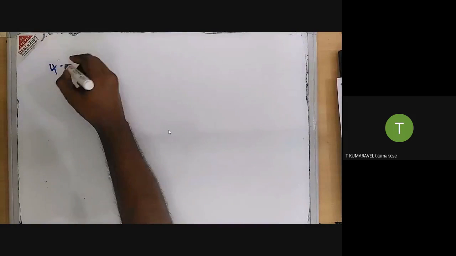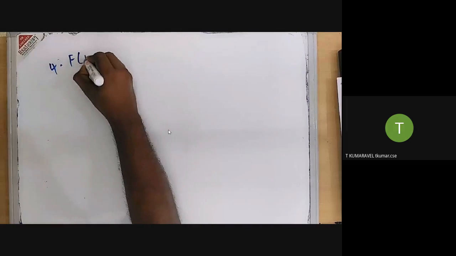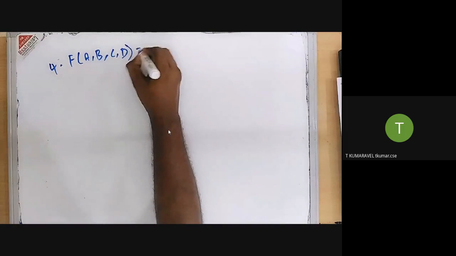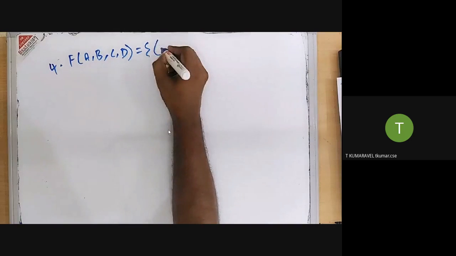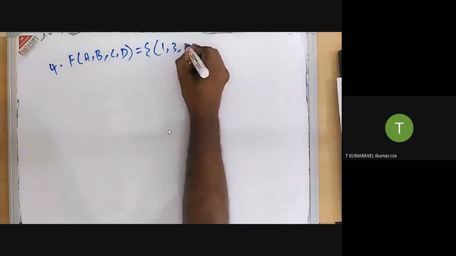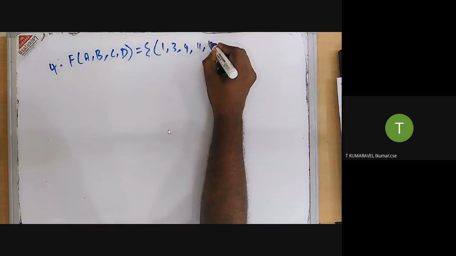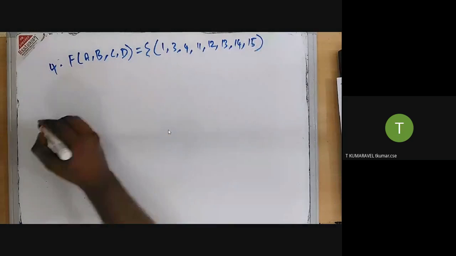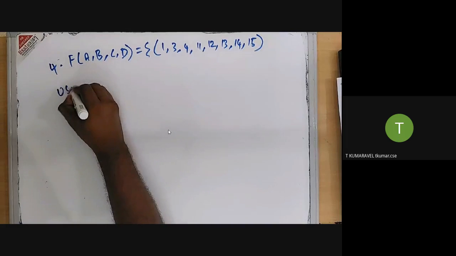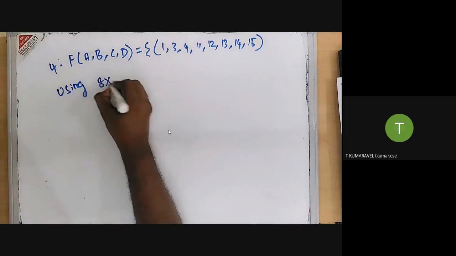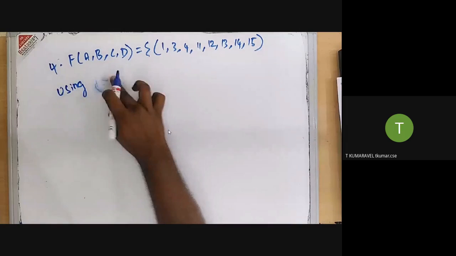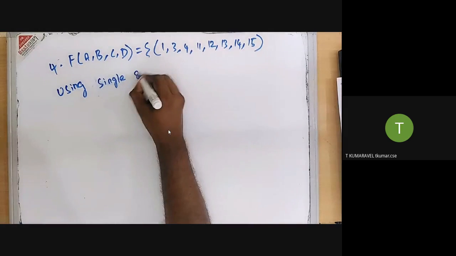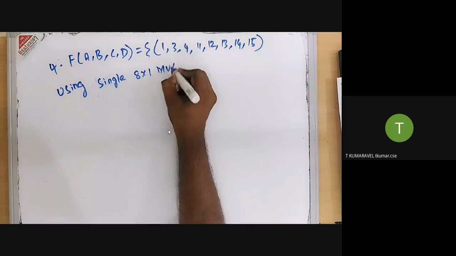And today, you want to implement a four variable function. They given the respective min terms 1, 3, 4, 11, 12, 13, 14, 15, using a single 8 by 1 multiplexer.